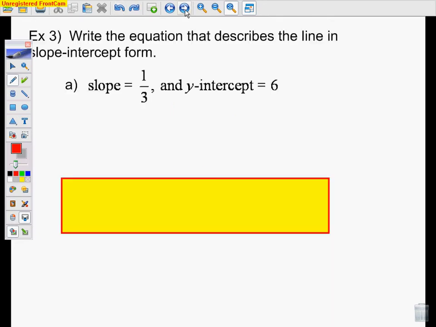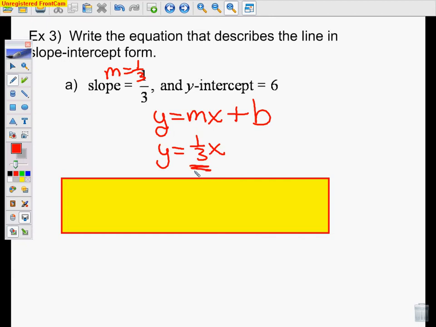All right? So here, this problem says write the equation that describes the line in slope-intercept form. Here we have a slope of 1/3 and a y-intercept of 6. Okay, so once again, we know that our slope-intercept formula is y equals mx plus b. And we're going to plug in our m. We know our slope is 1/3. So y equals m, which is 1/3, x, have to attach that x. Your slope is always going to be attached to an x variable.